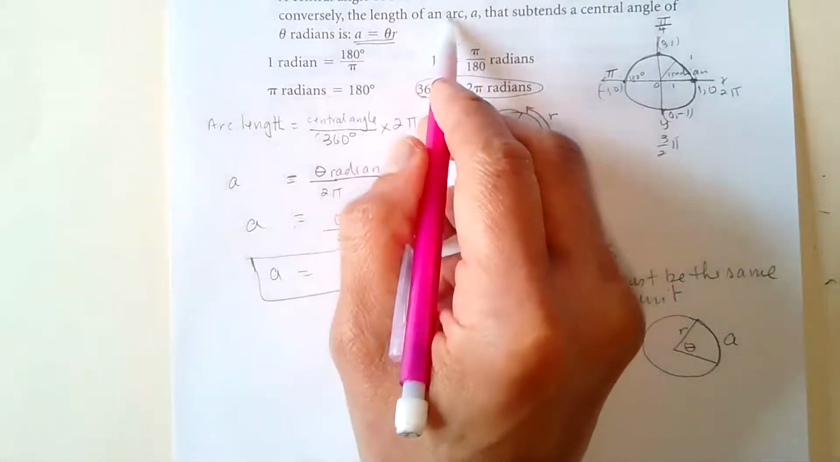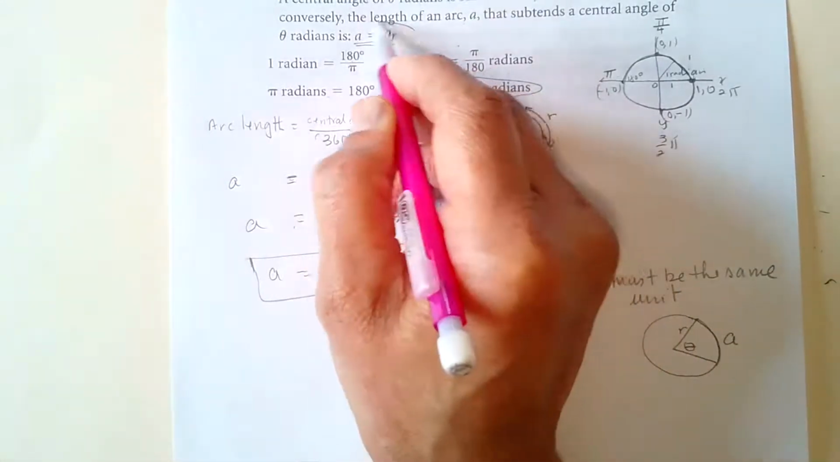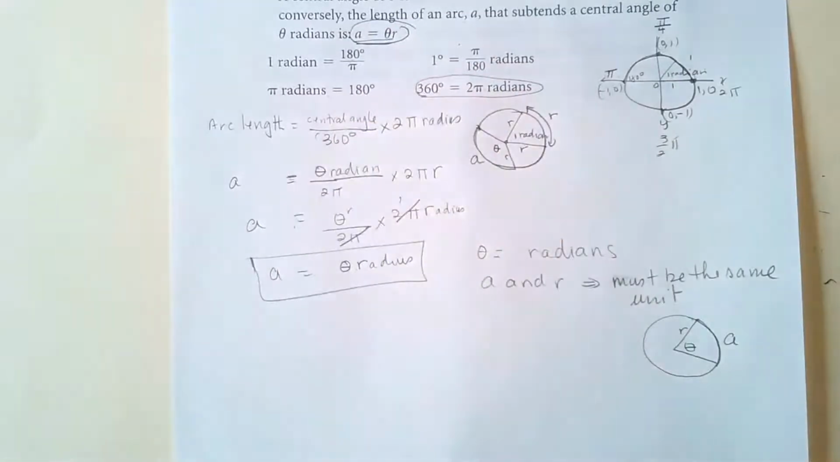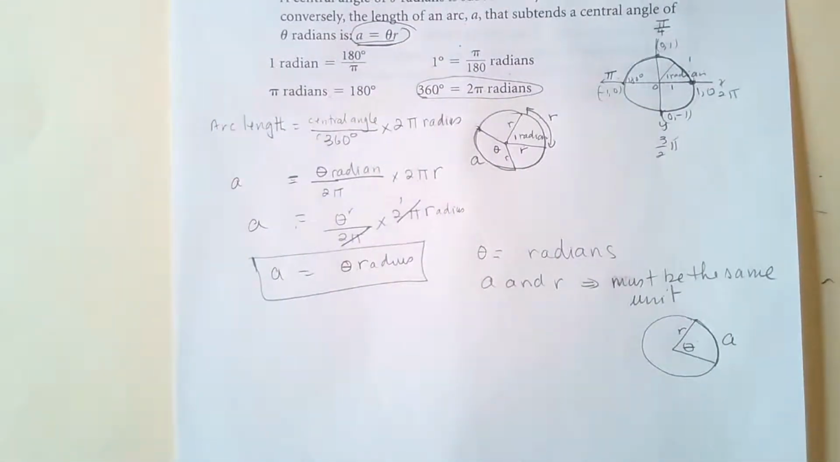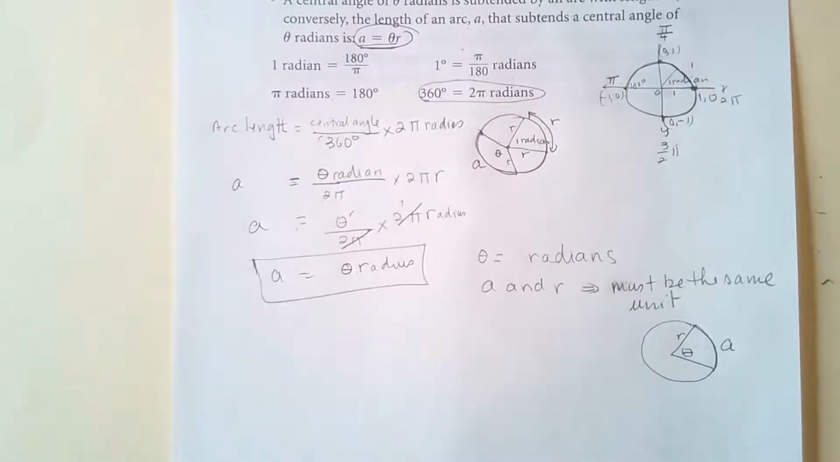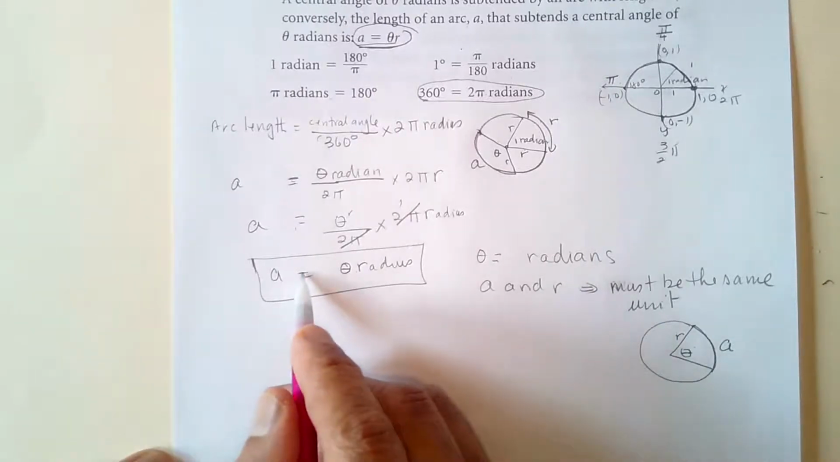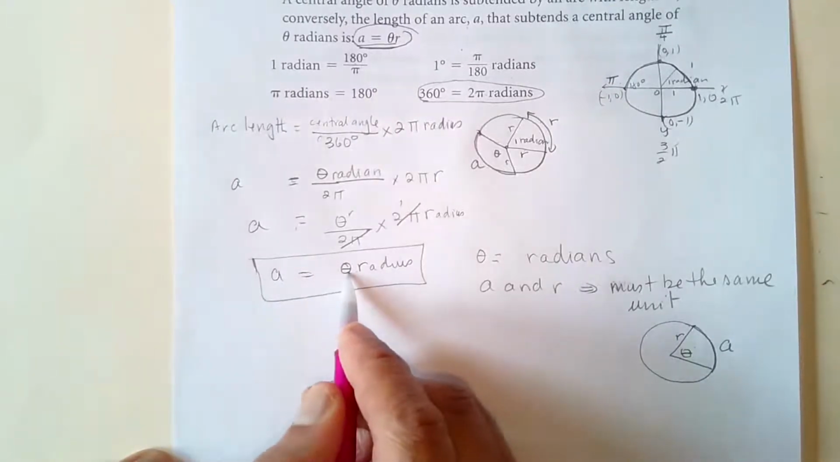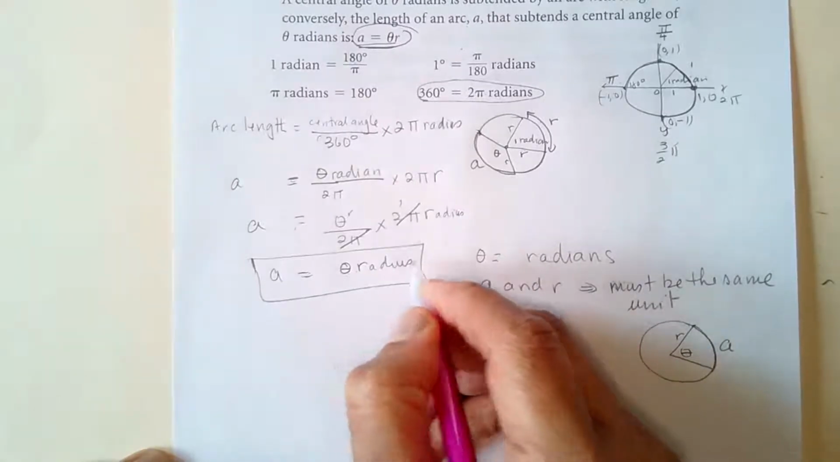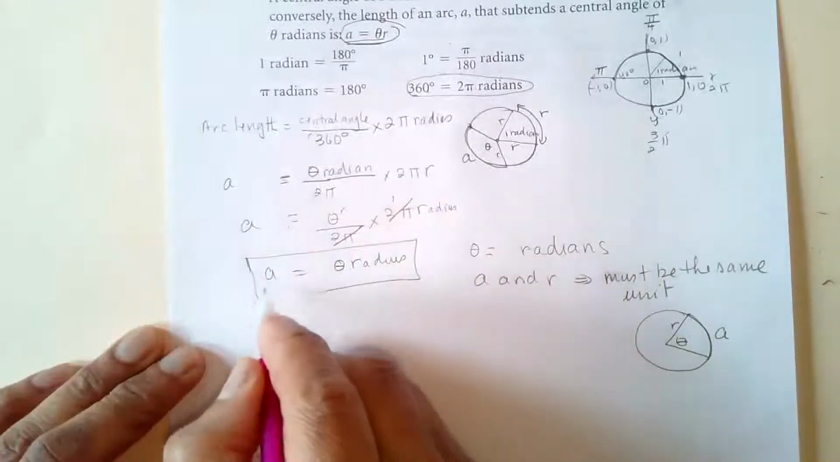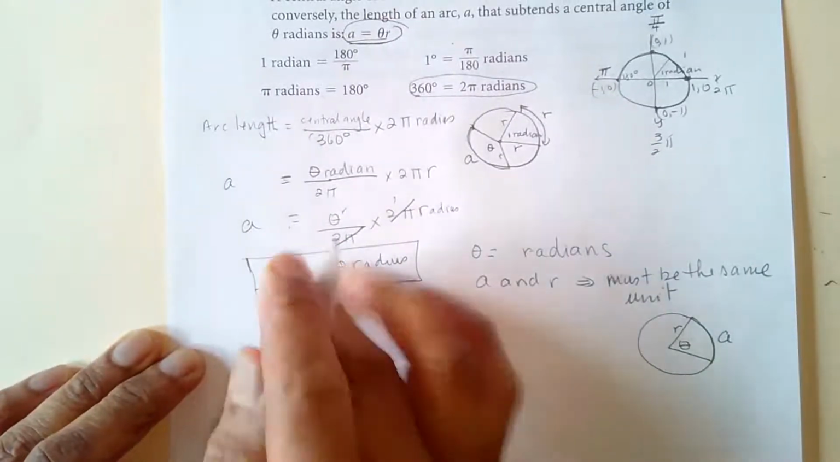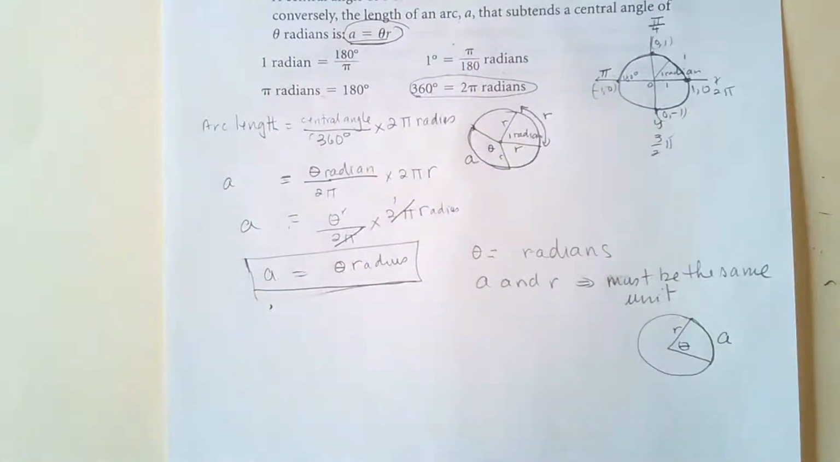So now we have this formula: A is equal to theta R. Theta looks like an O, but it's not an O, but that's how we memorize it. A equals theta R. So the arc length is equal to theta times the radius, and theta has to be in radians. Now, if it's in degrees, you have to convert that to radians.